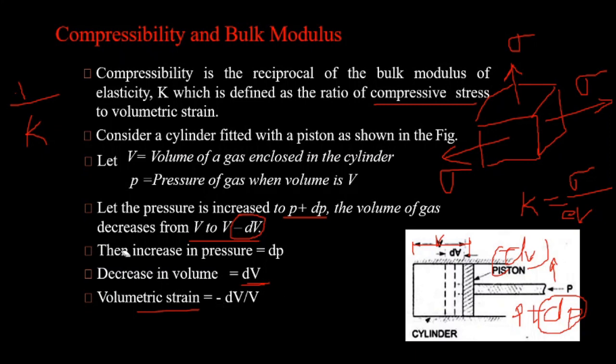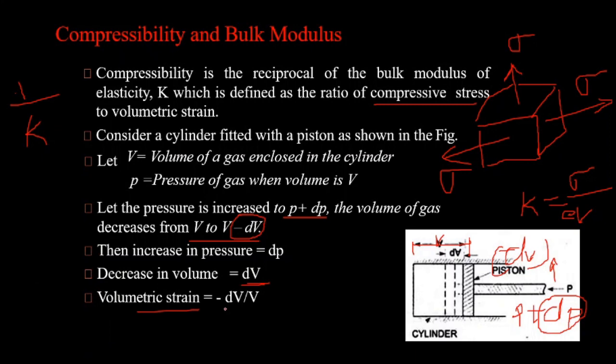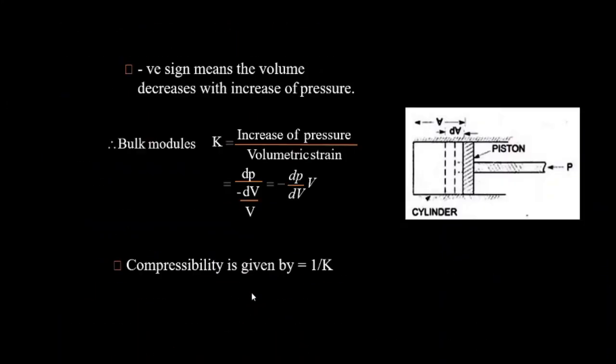So when the pressure we increase by dp, then the decrease in volume is dv. And here, volumetric strain is dv by v, that is change in volume by original volume. Here we take a negative sign because the volume is decreasing. The negative sign indicates the volume decreases with increase of pressure. So bulk modulus is equal to the increase of pressure dp divided by volumetric strain, minus dv by v. So when we equate it, we will get minus dp by dv into v.